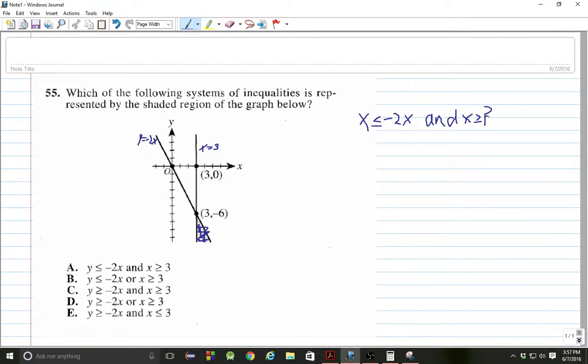Oh, and sorry, if I could draw it just a little better. This is actually a y. I forgot to mention, this is not an x, this is a y. If I could draw a little better. So the answer, as you can see, is A. Y is less than or equal to negative 2x, and x is greater than or equal to 3.